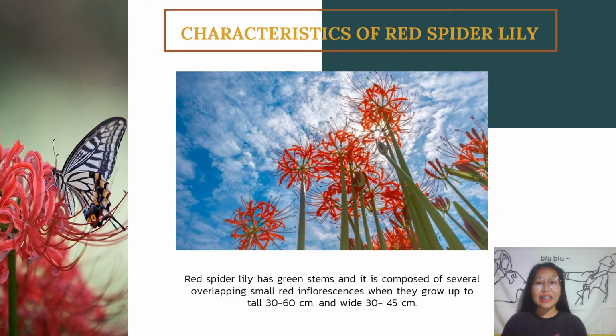Red spider lily is a cultivated perennial bulb in the Amaryllidaceae family, native to Asia. It produces strap-shaped leaves after flowering that remain evergreen during winter. It has leafless stems, and a layered spider lily is composed of several overlapping small red inflorescences. When they grow up to 30 to 60 centimeters tall and 30 to 45 centimeters wide, plants will naturalize by bulb offsets to quickly form small colonies.